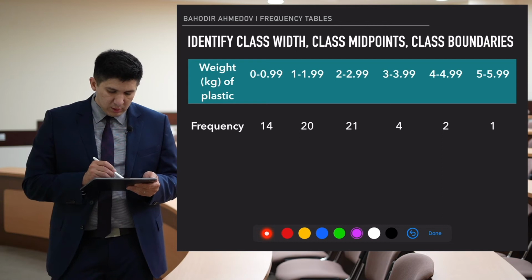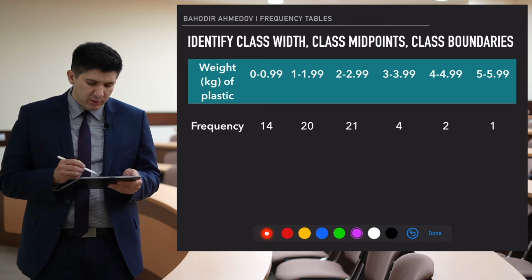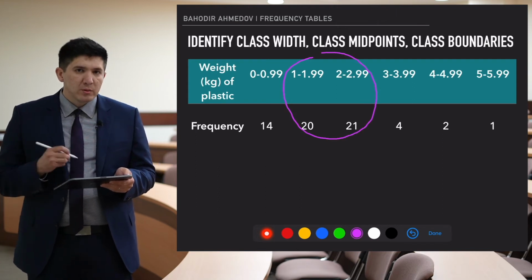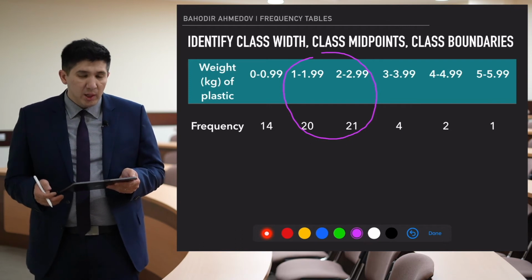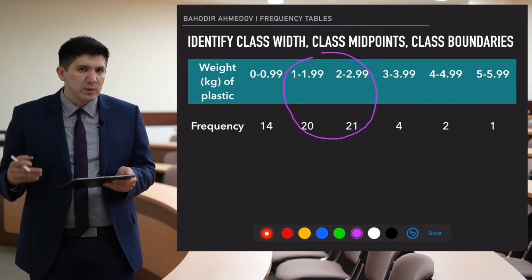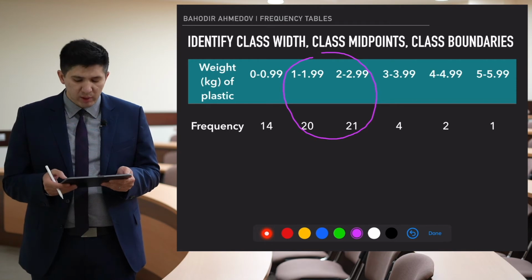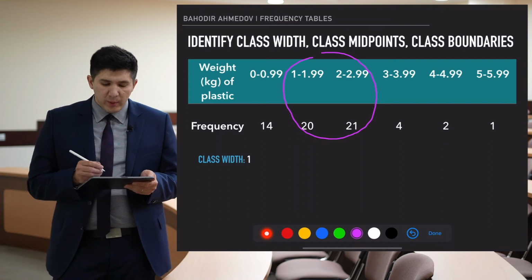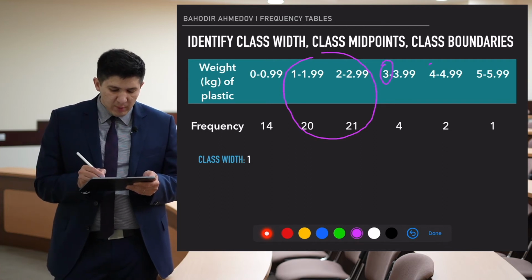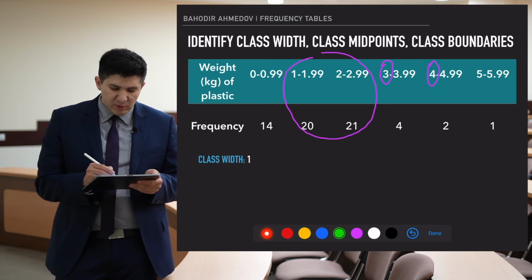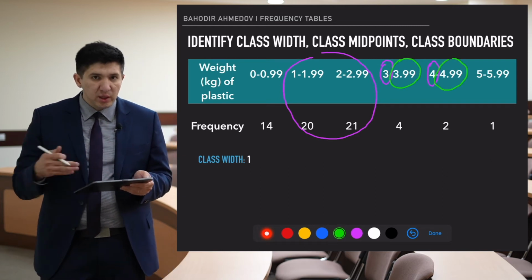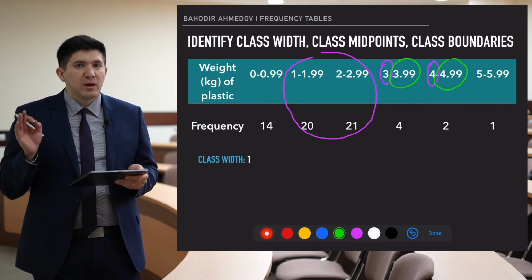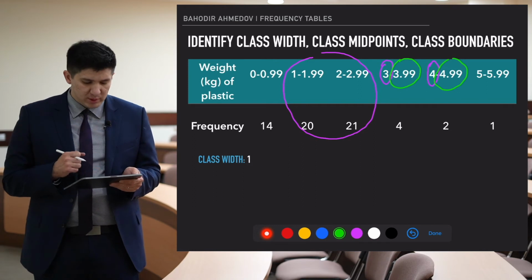We can see a lot of information here. I can see that a lot of bottles are going to fall into this category, between 1 and 3 kilograms. So let's first of all define the attributes of this frequency table or the classes of this frequency table. The class width in this case is going to be equal to 1, because the difference between any two lower class limits is equal to 1, and the difference between any two consecutive upper class limits is also equal to 1.